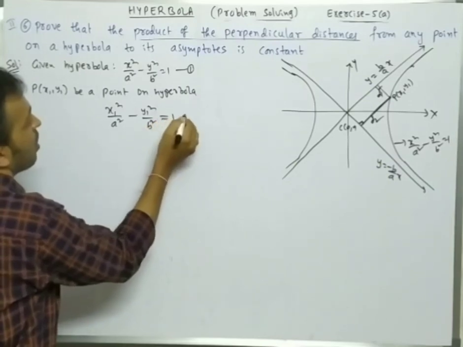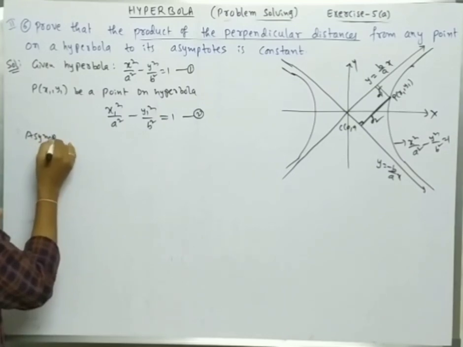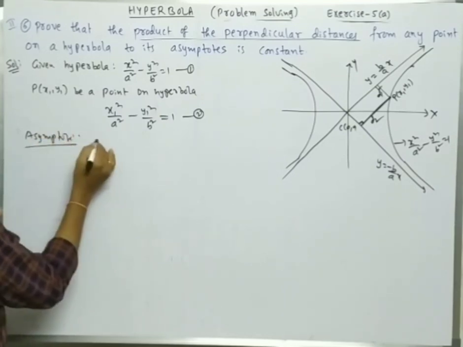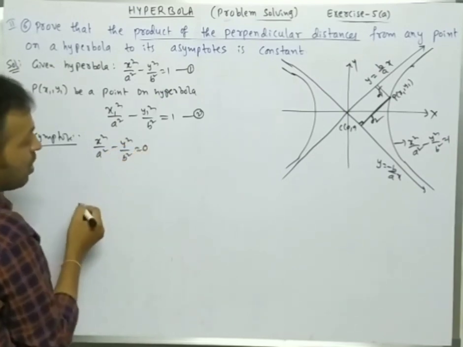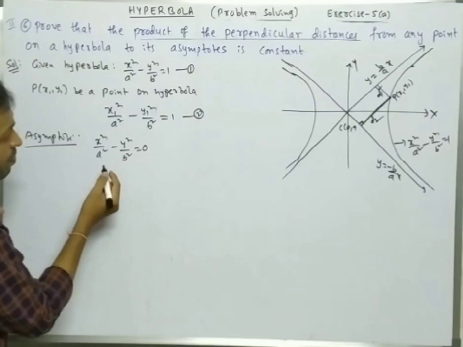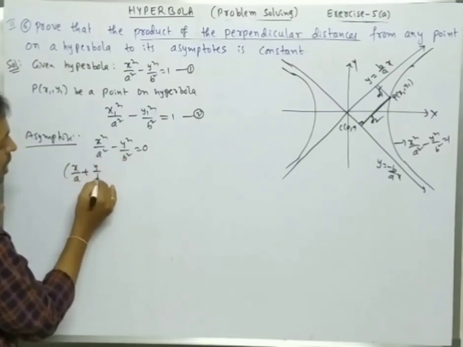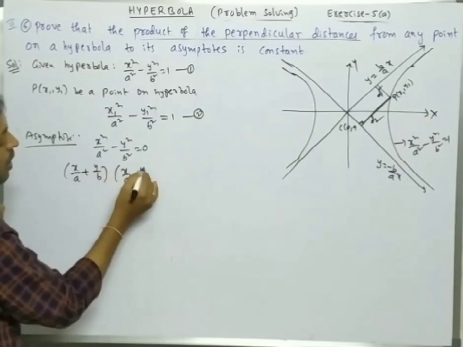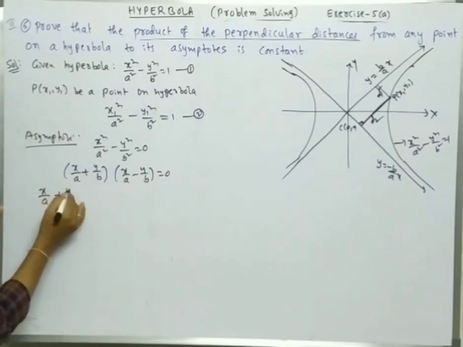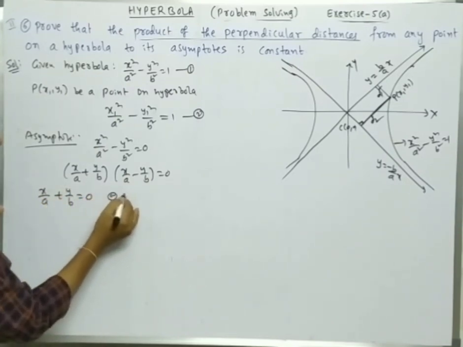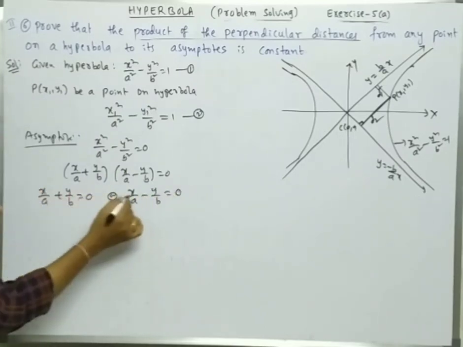So substituting, this is equation number 2. How can we find the asymptote equations? By equating x square by a square minus y square by b square equals 0, right? This is of the form a square minus b square, a plus b into a minus b equals 0. So one equation is x by a plus y by b equals 0, this is one asymptote, and this is another asymptote.